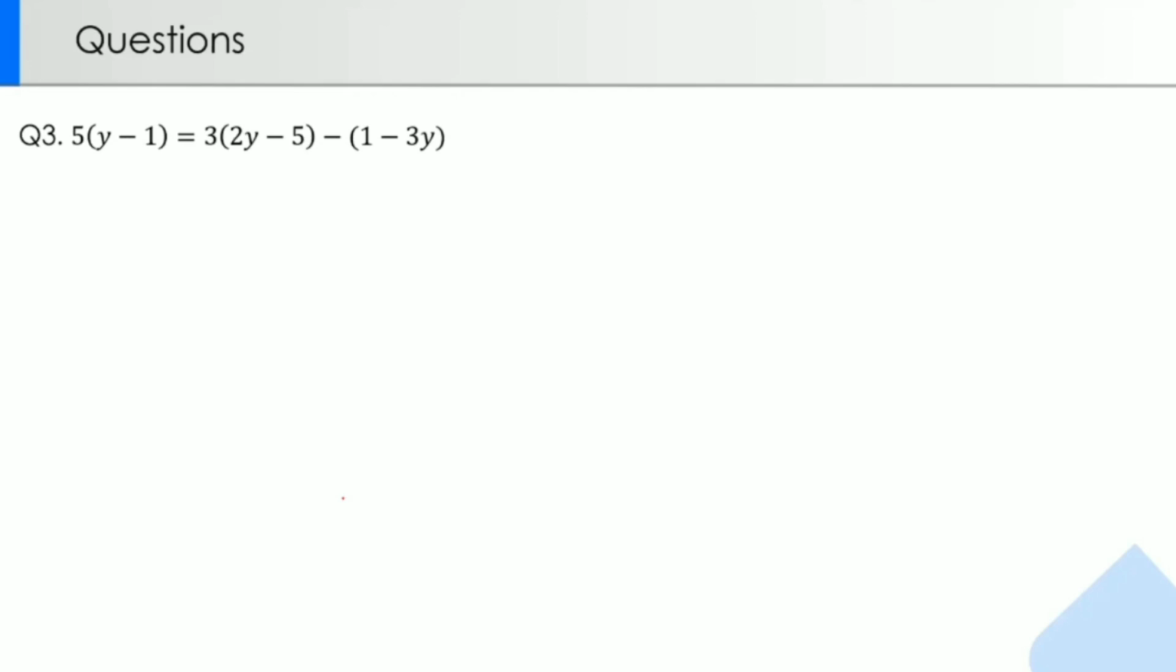So again, you have to solve. That means you have to find the value of the variable. I hope it is clear to everybody that it is a linear equation because the highest power, or we can say the degree of this equation, is 1. So let us open the brackets and solve it.